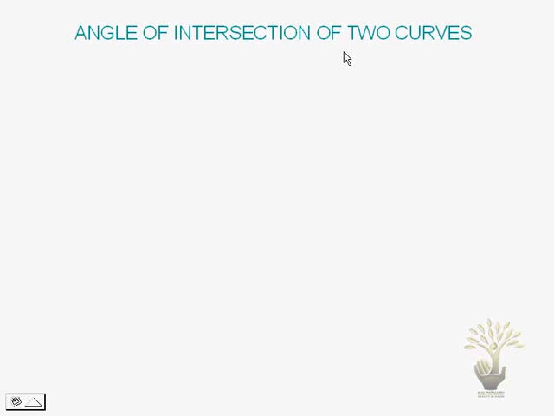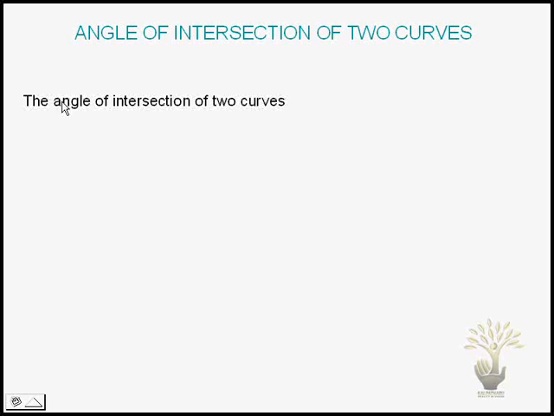Angle of intersection of two curves. The angle of intersection of two curves is defined to be the angle between the tangents to the curves at their point of intersection. Let C1 and C2 be two curves having equations y is equal to f of x and y is equal to g of x respectively.